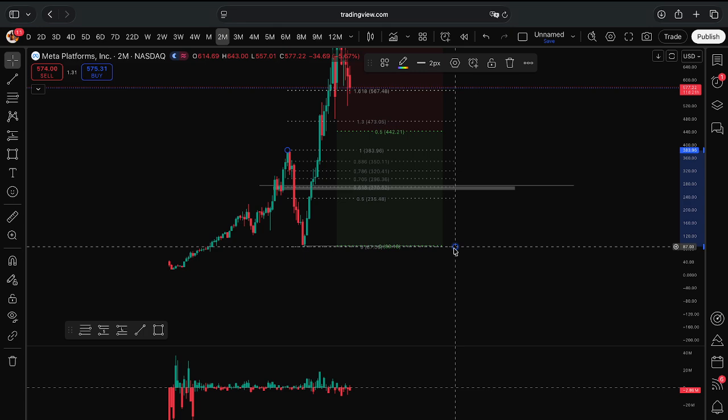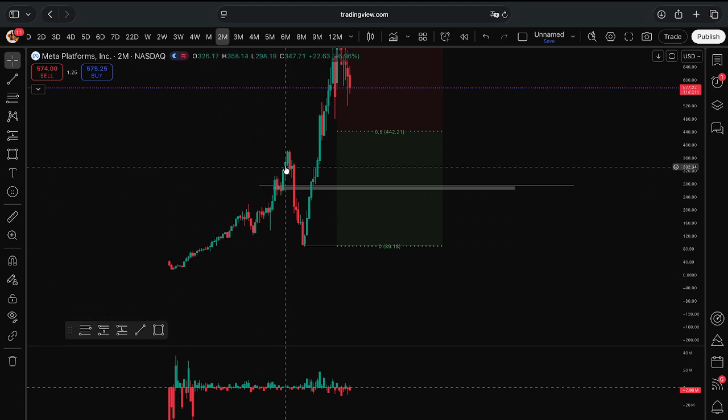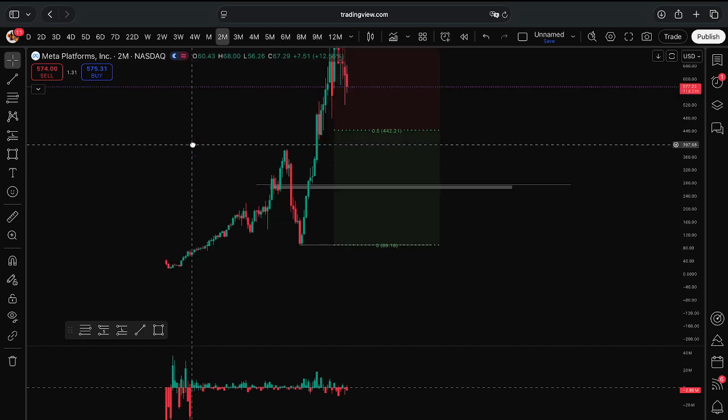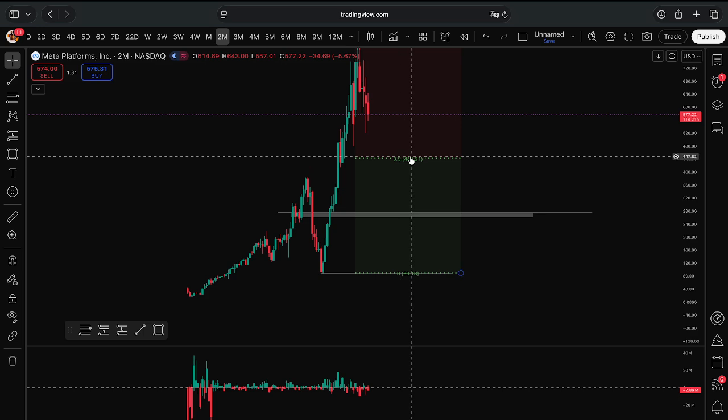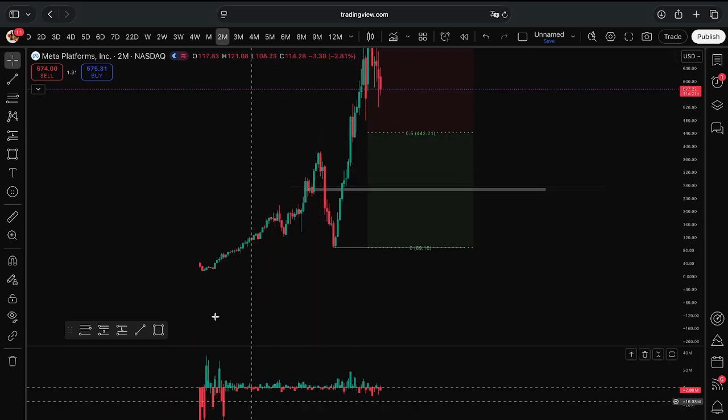Why do I put my fib from here to here? Because it's the previous swing high and the recent low, it doesn't really matter. There are so many ways you can pull a fib. You can put it from here to here. You can also use internal ranges.